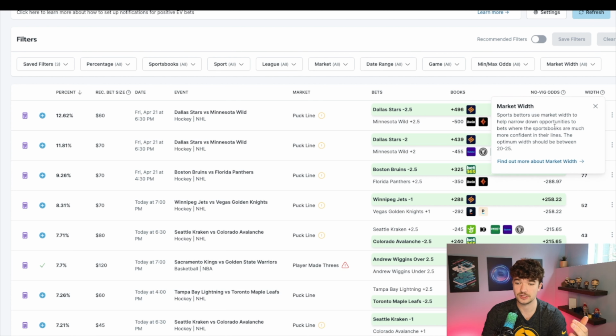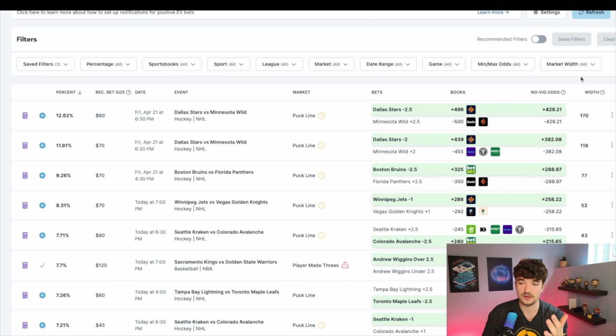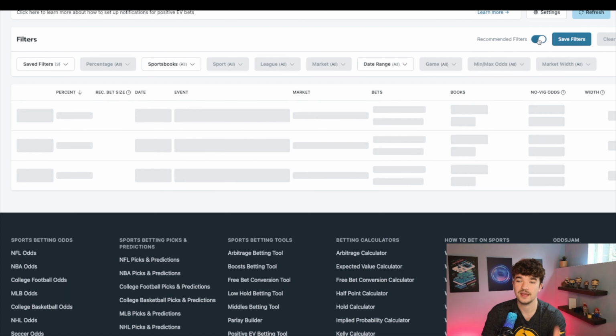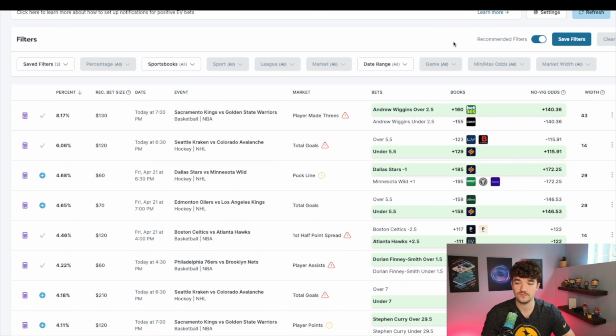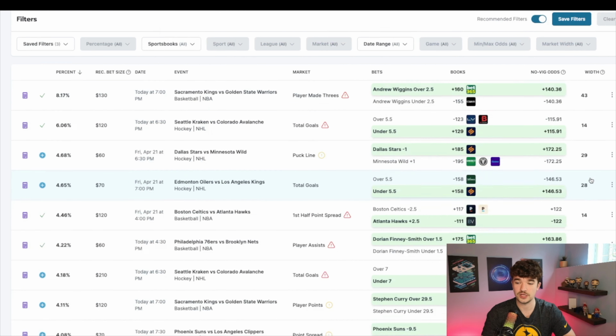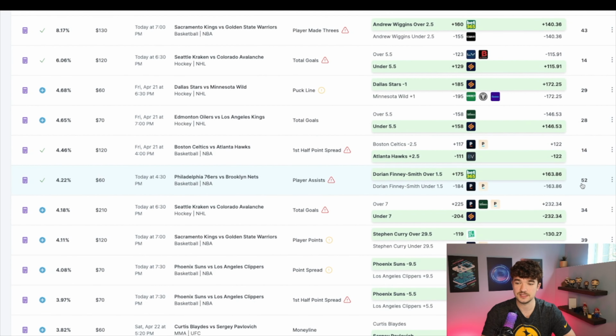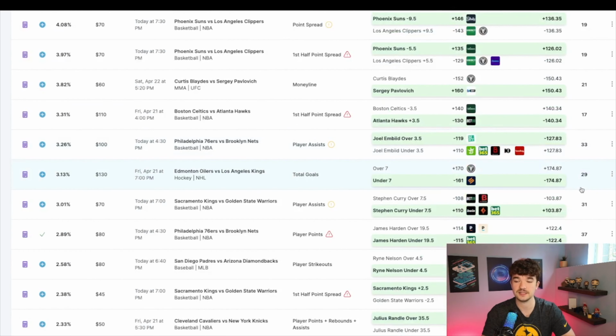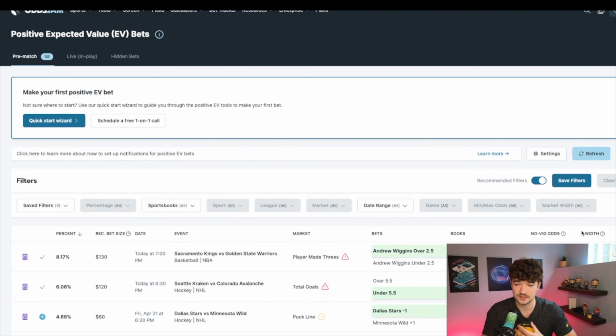In general, OddsJam would recommend that you stay between 20 and 25 for width. That's the optimum width. So what I would recommend immediately with your filters is to set your width at a specific number, keeping a maximum. Before you even do that, you can just turn the recommended filters on in OddsJam. That will keep your width at a pretty good number. The highest you'll see is a 52, basically anything below 50, which is what I recommend as well. So the recommended filters are really good.